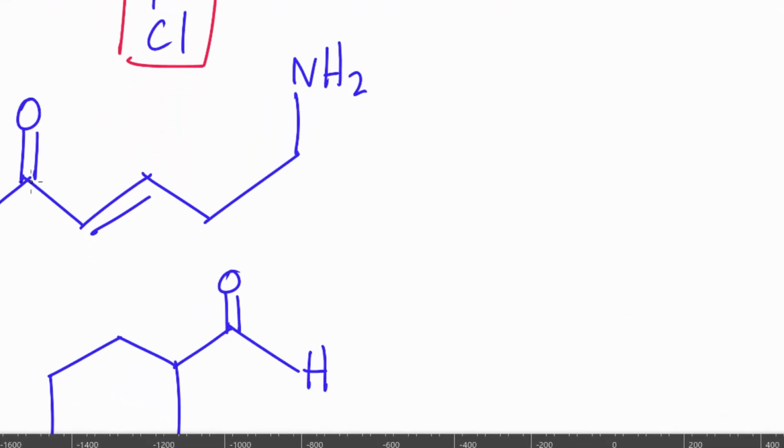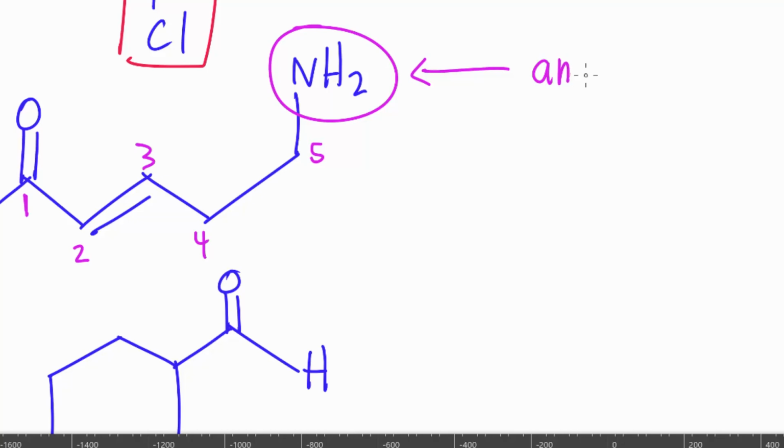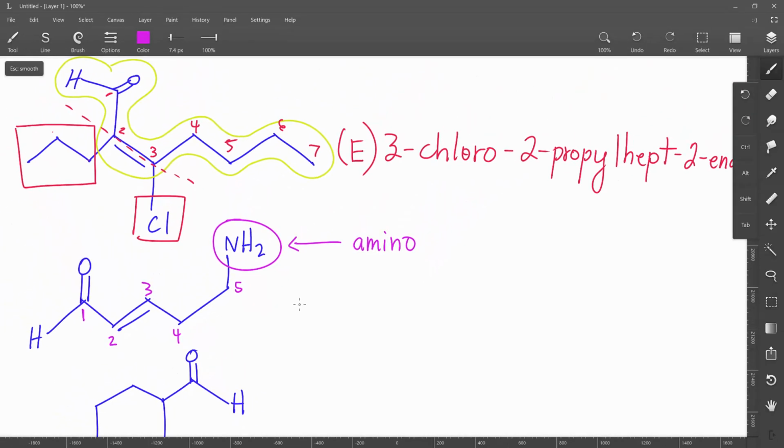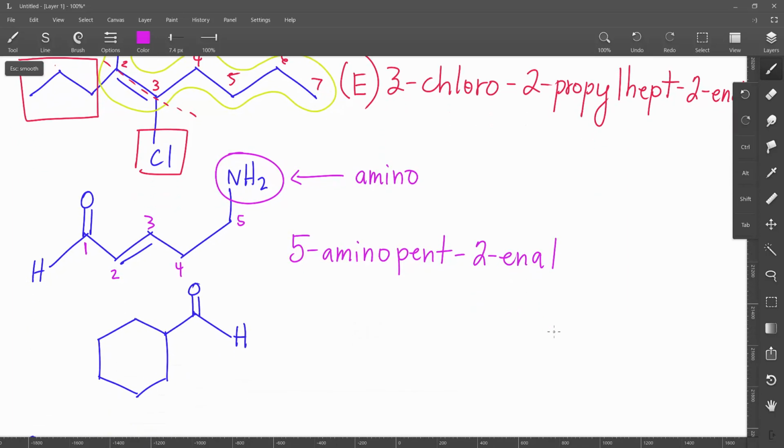Now I'll do an example with an NH2 group. This is 1, 2, 3, 4, and 5. So this substituent is called amino, and we have an ene on carbon 2 again. So this is going to be 5-aminopent-2-enal.